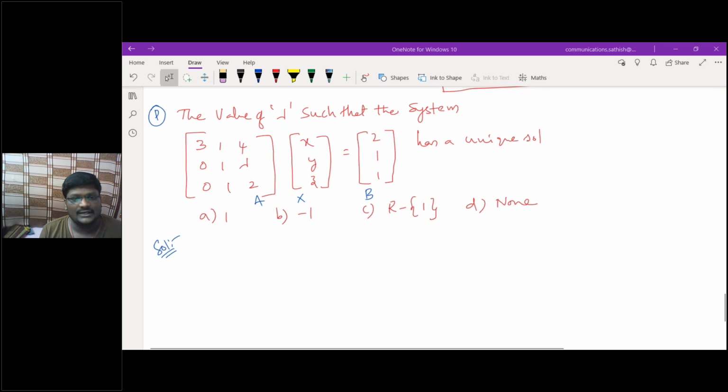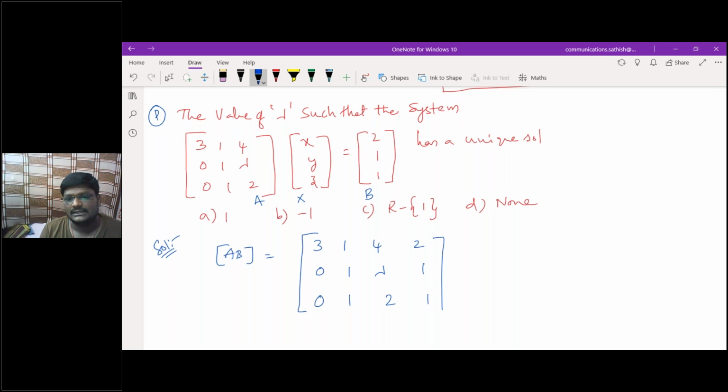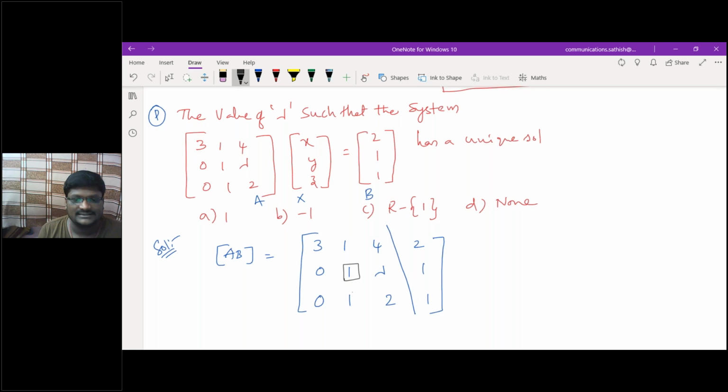Yeah. Now, this is Ax equal to b, a non-homogeneous system of linear equations. If I form the augmented matrix, what will I get? 3 1 4 2, 0 1 lambda 1, 0 1 2 1. Am I correct? Yes, sir. Yeah, this is the augmented matrix. So already in the first column, the 2 elements are 0. So now I need to do what? By using the middle diagonal element, I want to make this a 0. So what will I do?